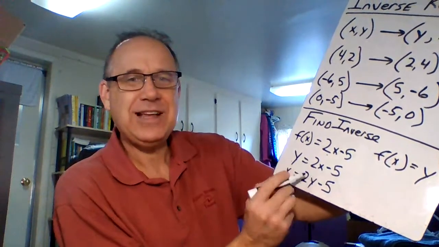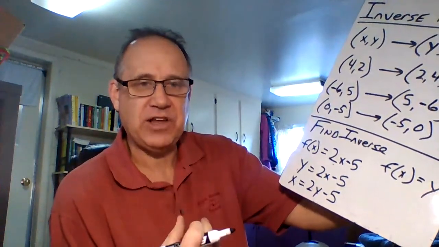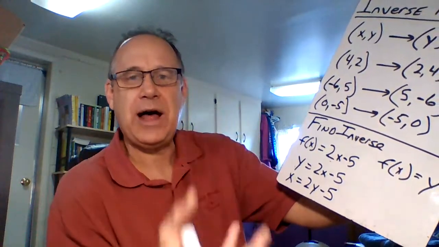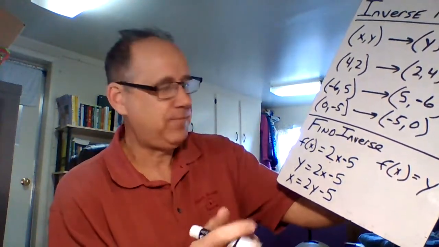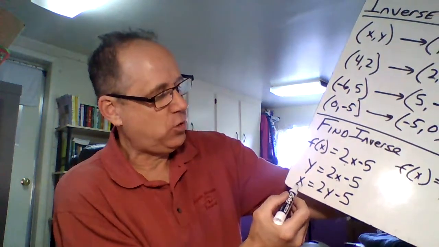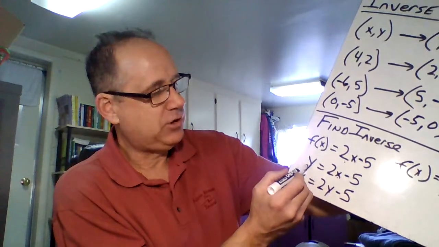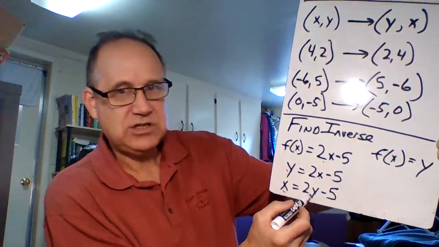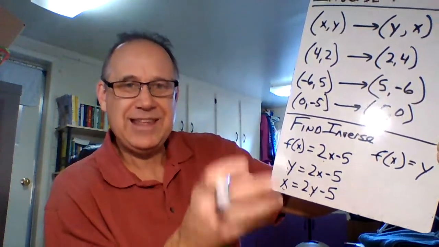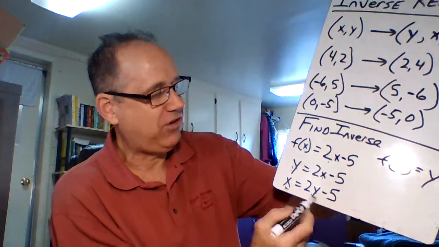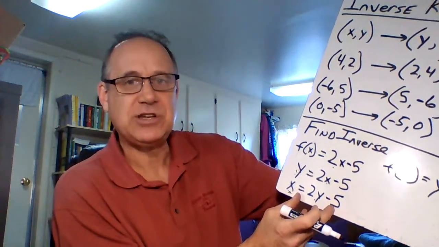When I have this, and now I want to take the inverse of it, all I'm going to do is switch the x and the y variables. So as I see here, I change the x over to where the y is, and I put the y over where the x was. You're just switching the x and the y, and now we have this function. This is going to be the inverse.